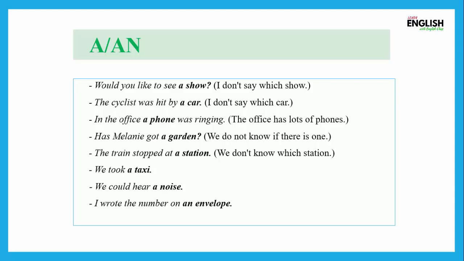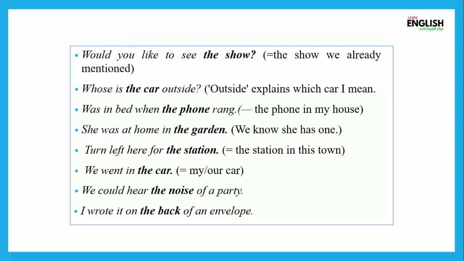The train stopped at the station. We don't know which station. We took a taxi. The same example. We could hear a noise. I wrote the number on an envelope. Would you like to see the show? Here I use the because the show was already mentioned. Who's the car outside? Outside explains which car I mean.